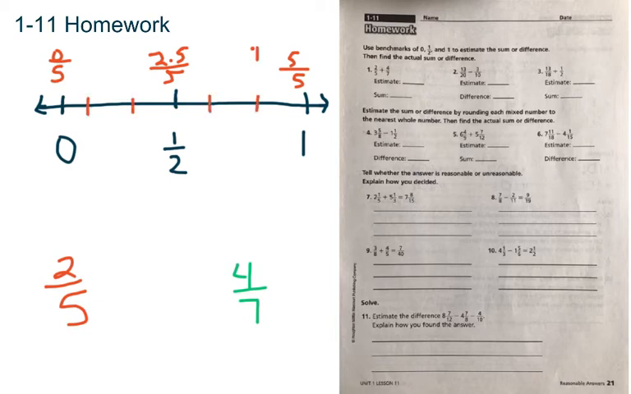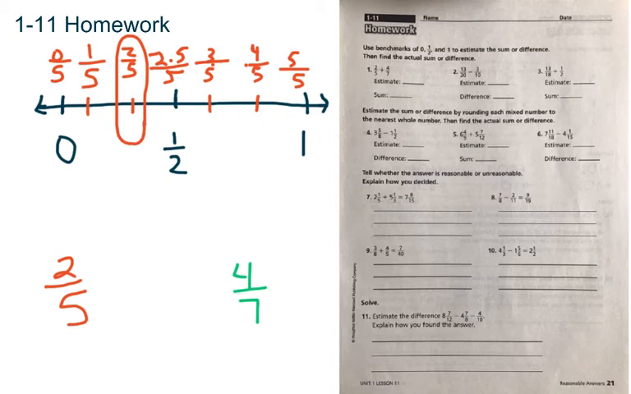And you would have 4/5, 3/5, 2/5, and 1/5. And you can see that your 2/5 is right here on the number line.